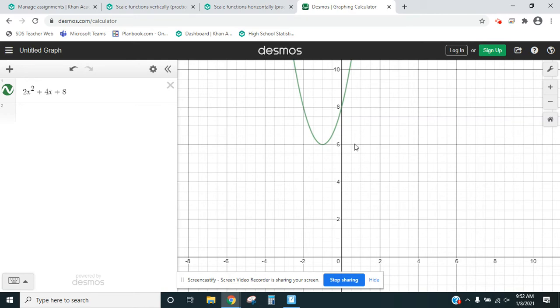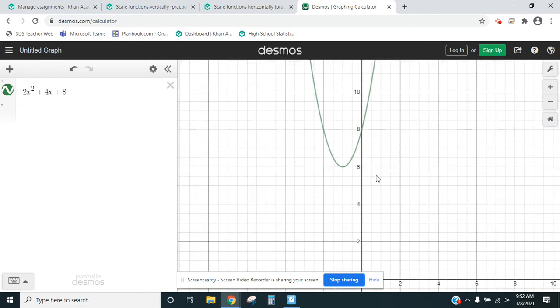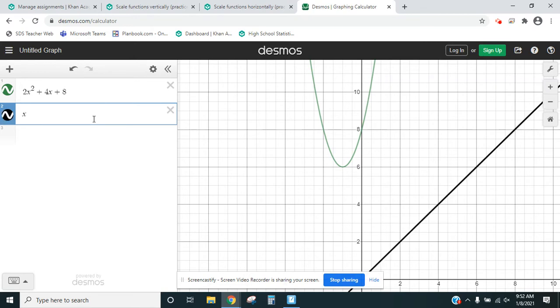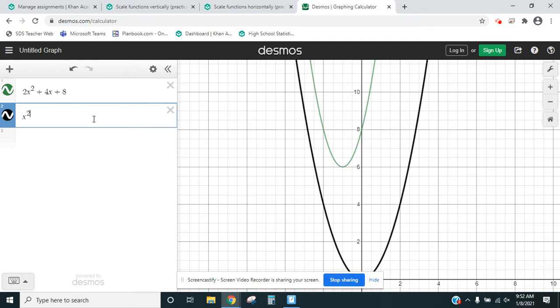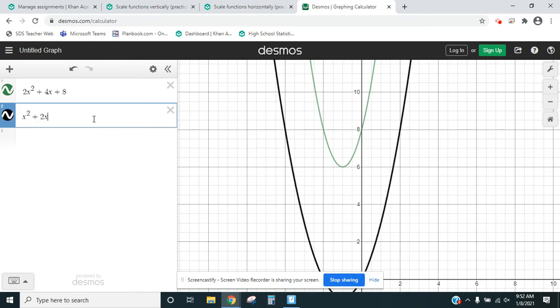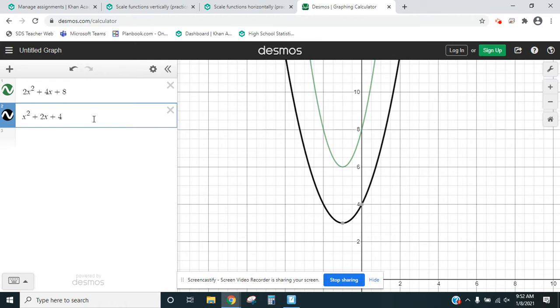Now what I'm going to do, 2x squared plus 4x plus 8, I'm going to flatten it out. I'm going to shrink it. And let's do it by a factor of a half. So let's multiply each one of these numbers by a half. That would turn the first one into x squared, the second one into 2x, and the last term into 4.